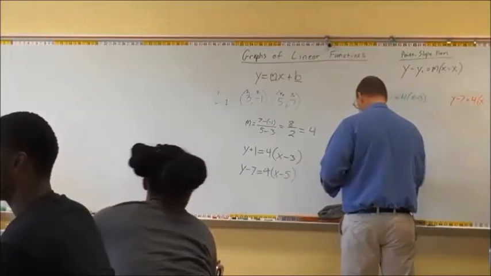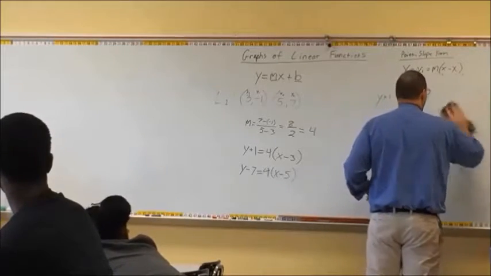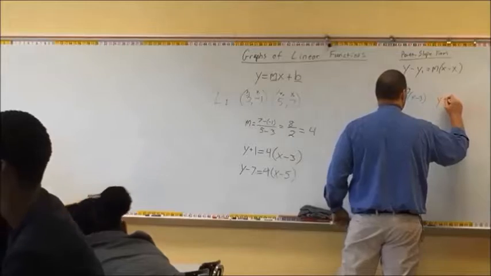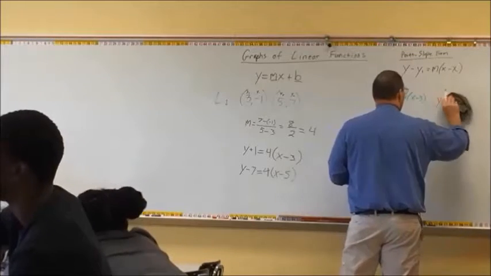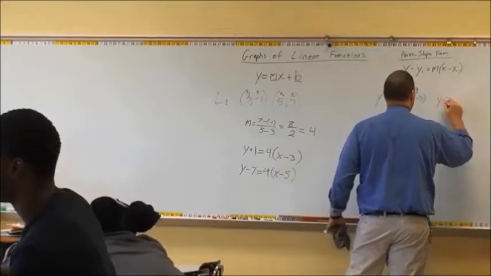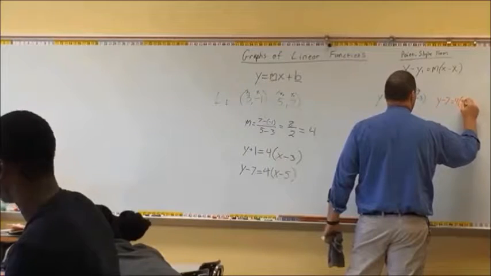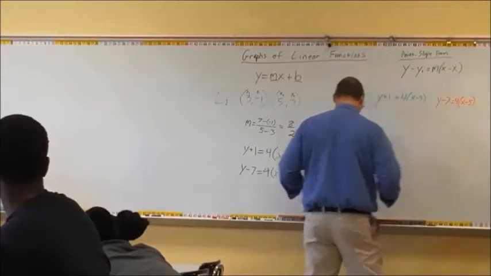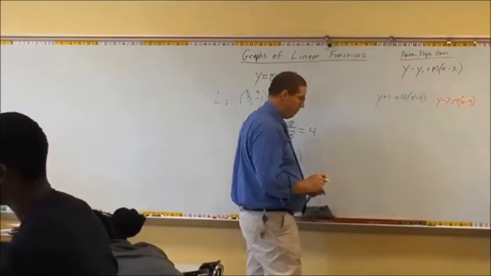Oh, I don't think the video can see this one. Let me put it a little closer. Y minus 7 equals 4 times x minus 5. Hope it can see that.